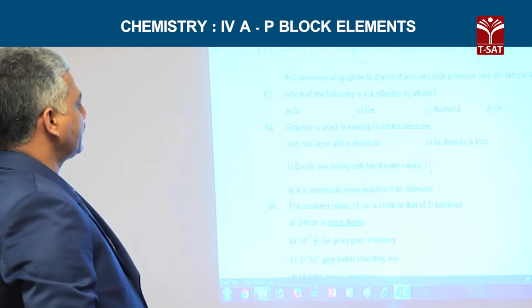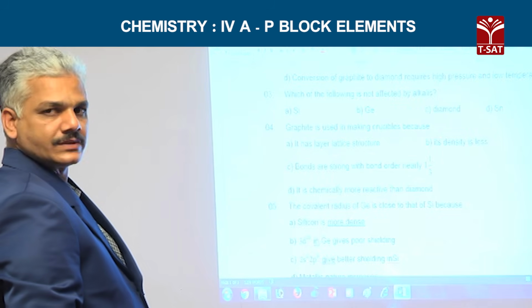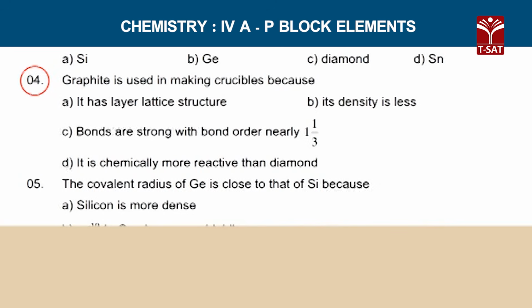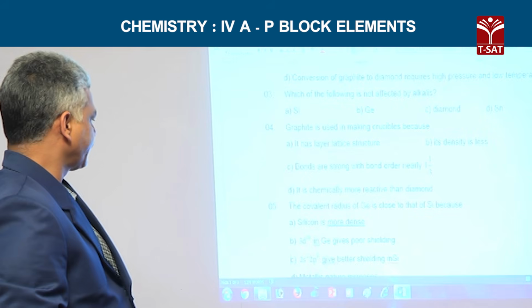Fourth question, graphite is used in the making of crucibles because A. It has layer lattice structure, B. its density is less, C. bonds are strong with the bond order nearly 1/3, D. it is chemically more reactive than diamond. Correct answer is C. Bonds are strong with a bond order nearly 1/3.